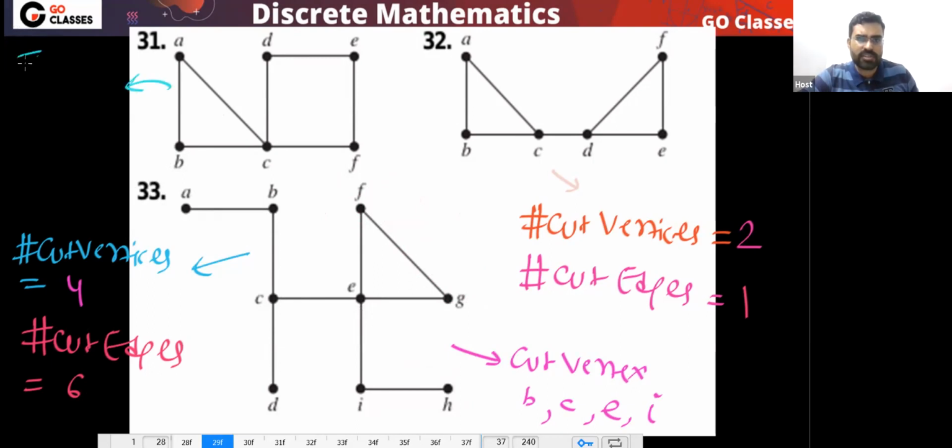What is the number of cut vertices in this graph? In this graph, C is a cut vertex. You can notice this vertex C is a cut vertex. So only one cut vertex you have.